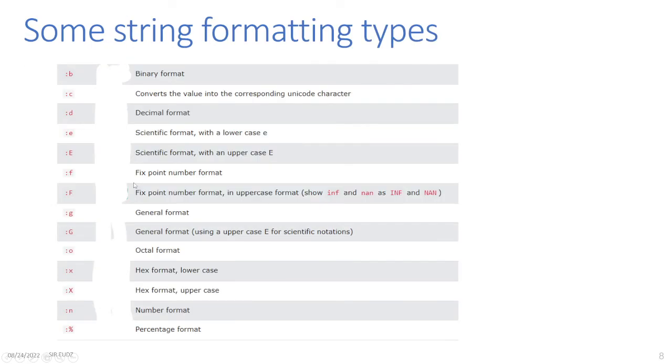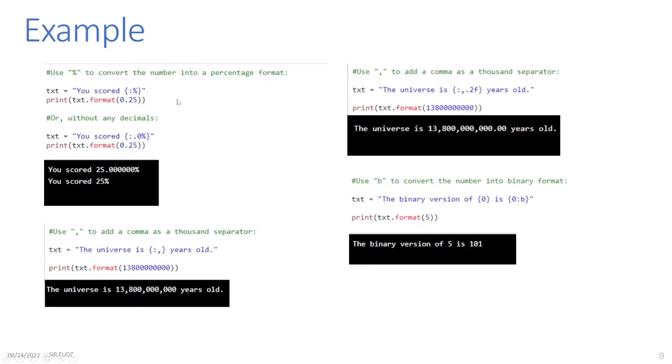So these are some string formatting types. So we have B for binary, C, D, etc. E, and F for fixed number format, that's what we have used a while ago. F will be the same, but in case the output is INF or NAN, then it will be shown in uppercase. So we have the general format, octal, etc., percentage format. And we have several examples on the next slide. You can refer to the internet for more formatting types, but I have here some examples.